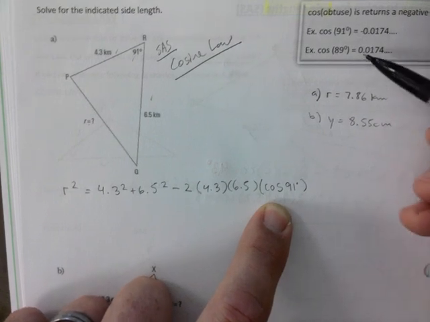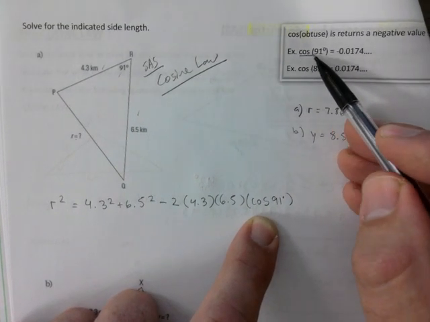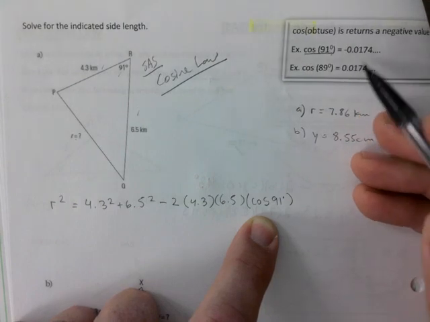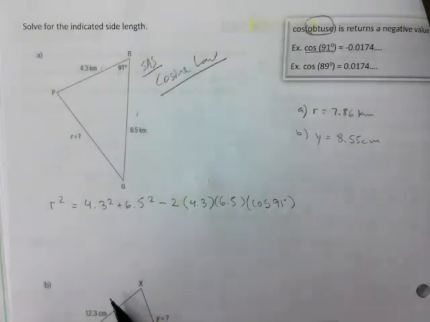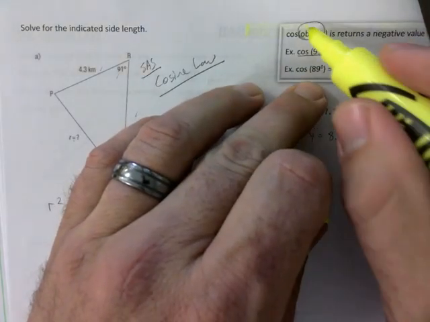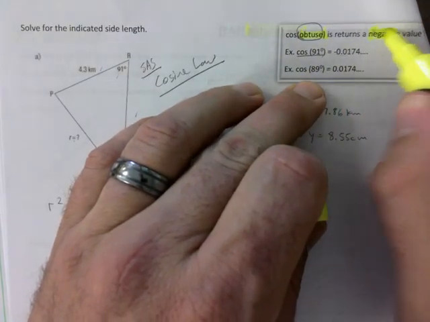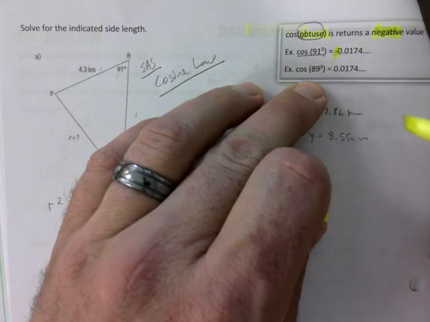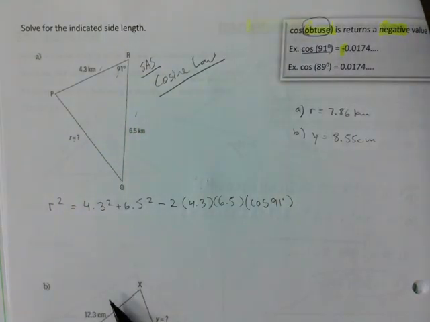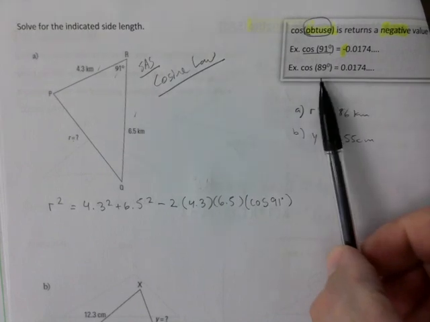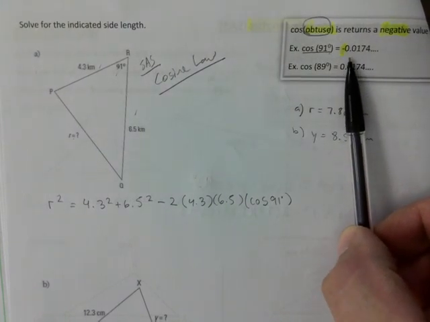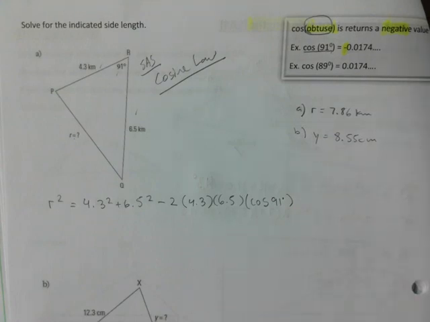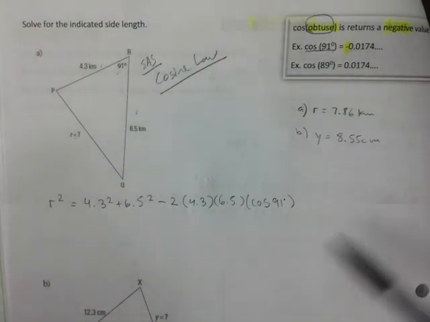I just want you to be aware. Watch this. Cosine of 91, it's an obtuse angle, right? Obtuse. What do you see there is that little negative, right? So obtuse returns a negative, and there's that little negative, right? As soon as it's less than 90, it's going to be positive. Okay, so slightly different, but it makes a big difference in our final answer.